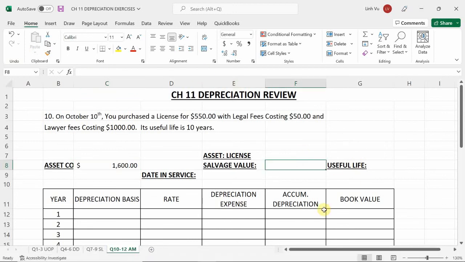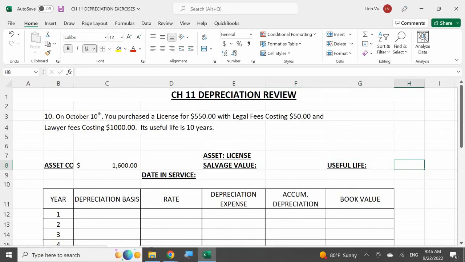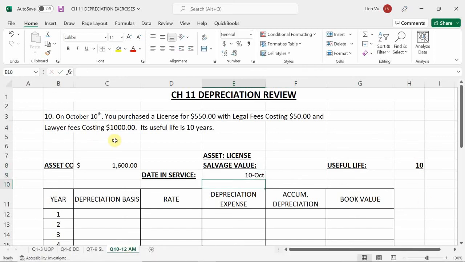No, right? That's the huge difference between depreciation and amortization: there is no salvage value because at the end of the license, it shouldn't have a life. You have to go and renew it. So in this case, no salvage value. What's the estimated useful life? 10 years. And when did you place it into service? October 10th.